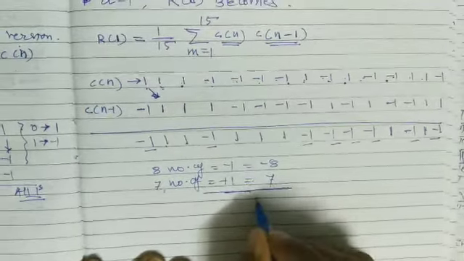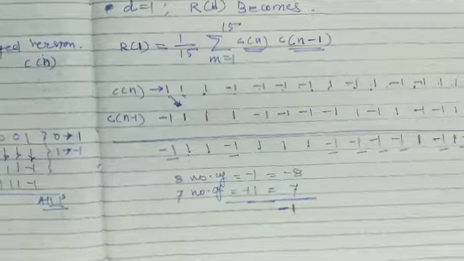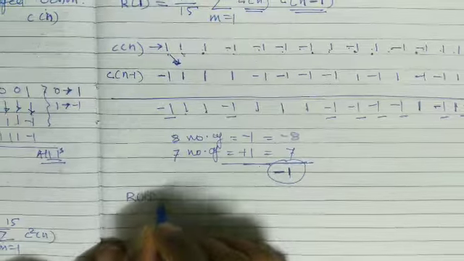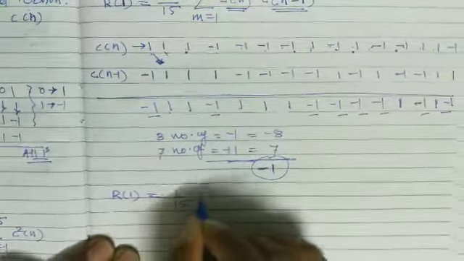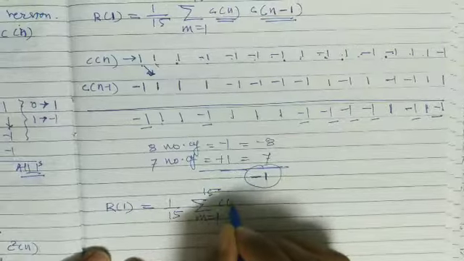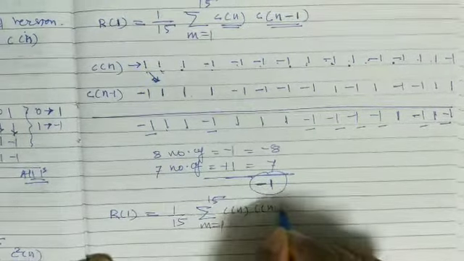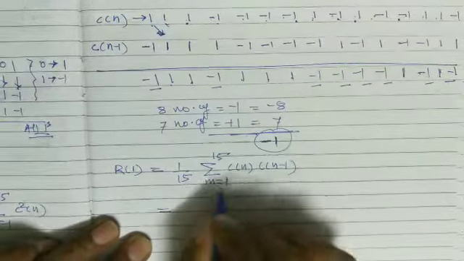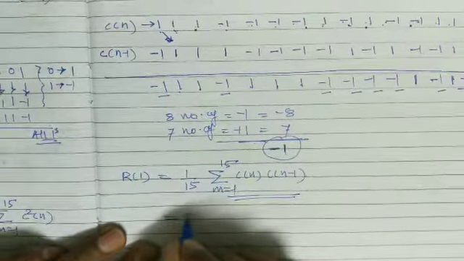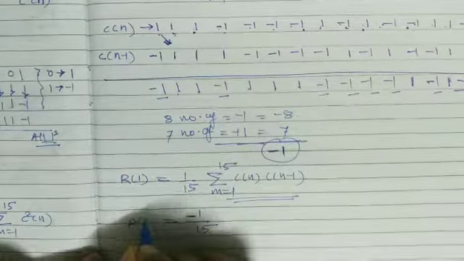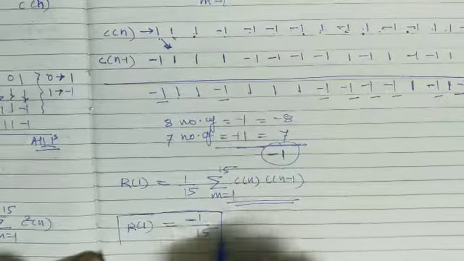So the resultant value that we will get will be minus 1. Now if I put this value in the autocorrelation formula, that is R of 1 is equal to 1 by 15 summation n is equal to 1 to 15 C of n into C of n minus 1. Here the summation value will be minus 1, so it will be minus 1 by 15. So we are getting R of 1 is equal to minus 1 by 15.